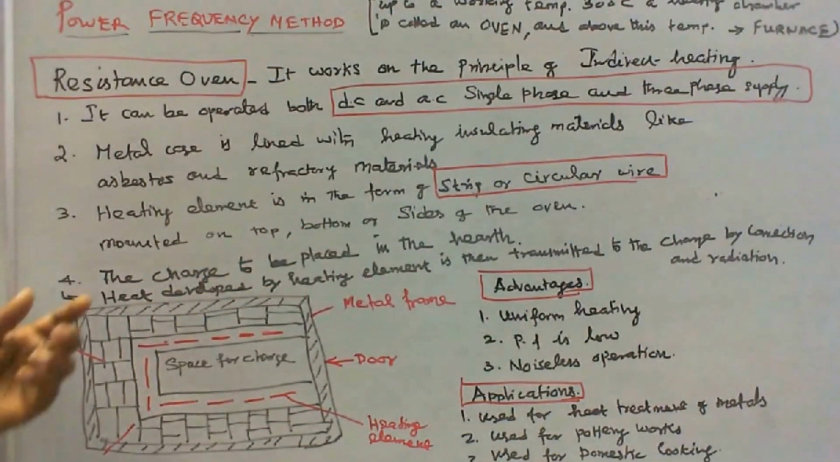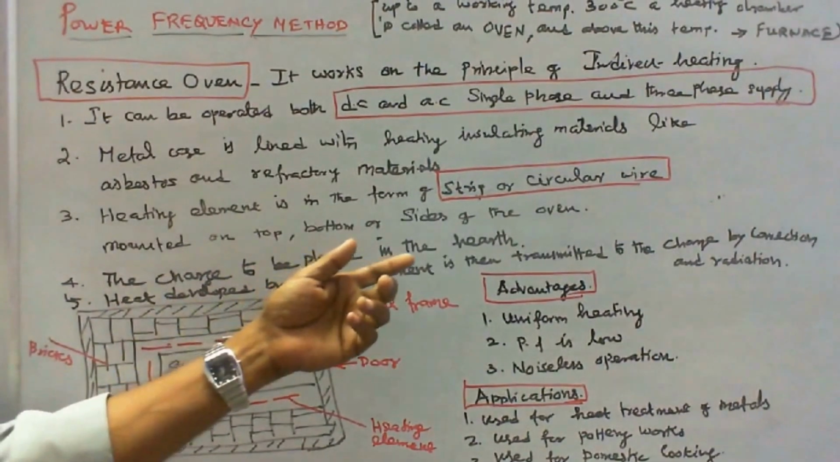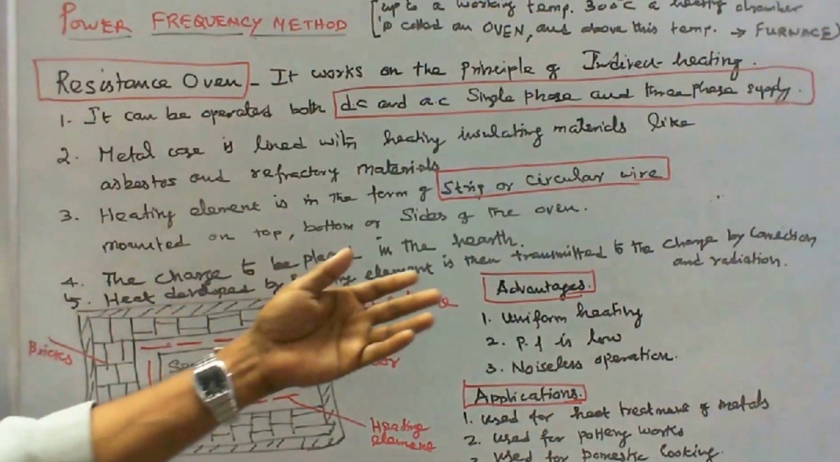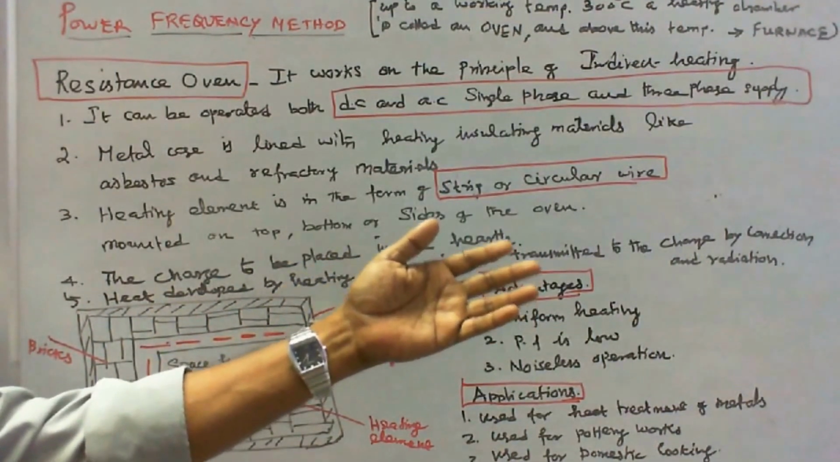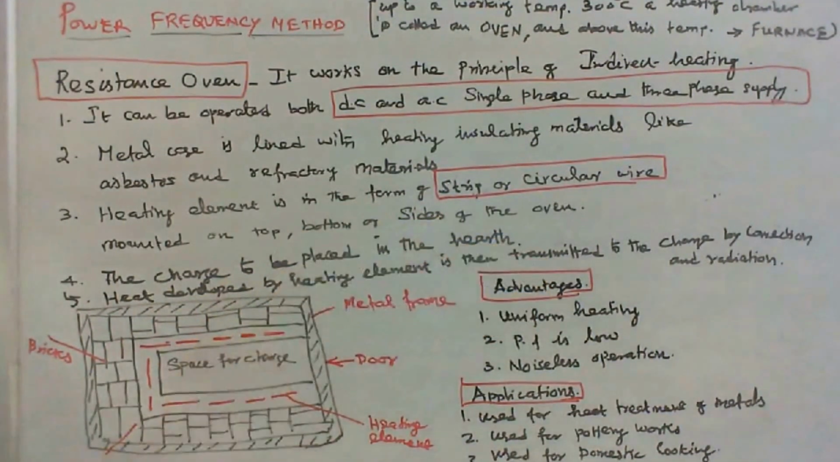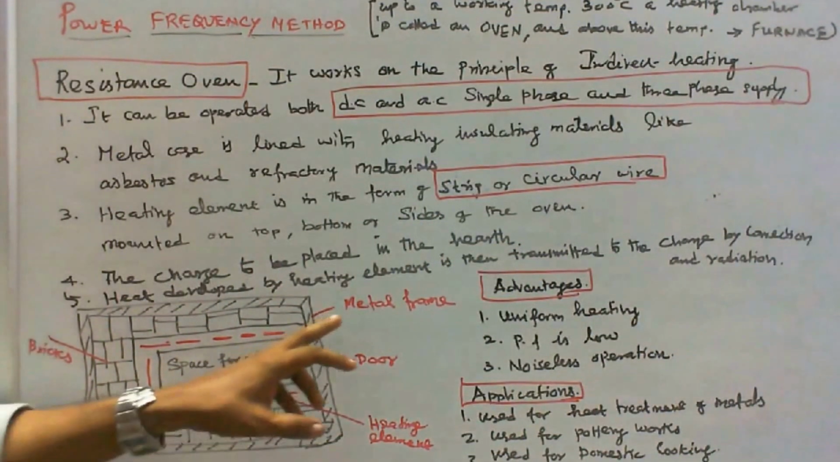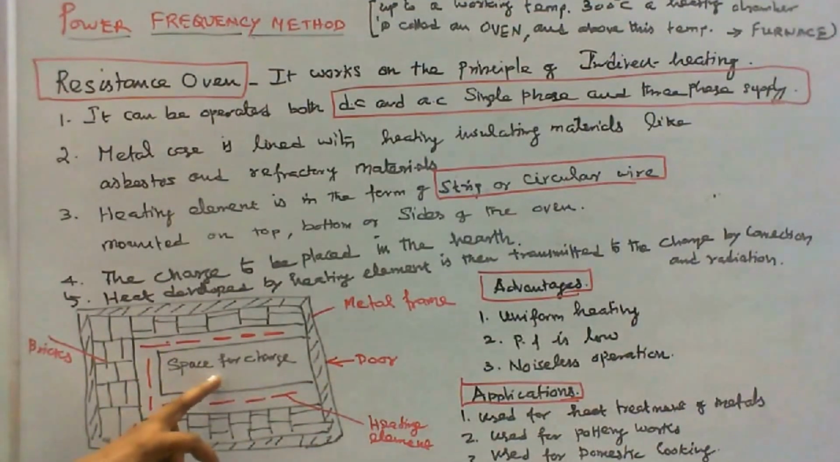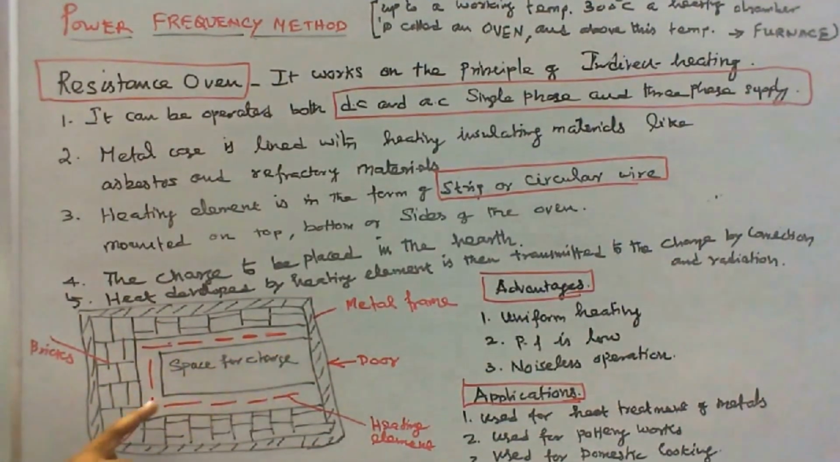The charge is to be placed inside the oven. Heat developed by the heating element is then transmitted to the charge by convection and radiation. This is the figure of a resistance oven. This is a metal frame. This is the brick, refractory material, asbestos or refractory material. This is the door. This is the hearth. And we are fixing a heating filament here.